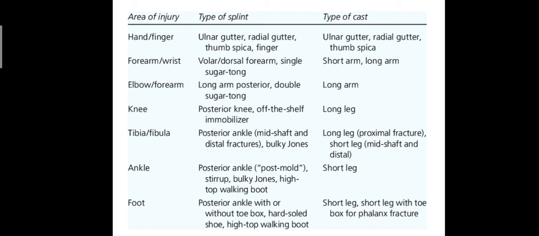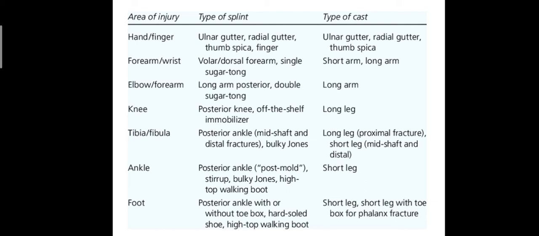Area of injury, type of splint, type of cast. Hand, finger: ulnar gutter, radial gutter, thumb spica, finger. Cast: ulnar gutter, radial gutter, thumb spica. Forearm, wrist: volar, dorsal, forearm single sugar tongue. Short arm, long arm. Elbow, forearm: long arm posterior, double sugar tongue, long arm.